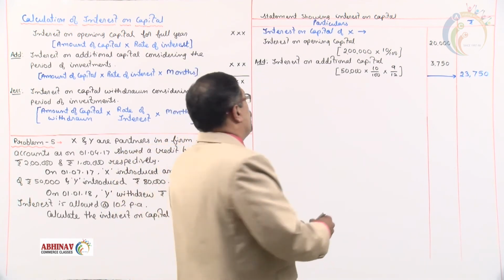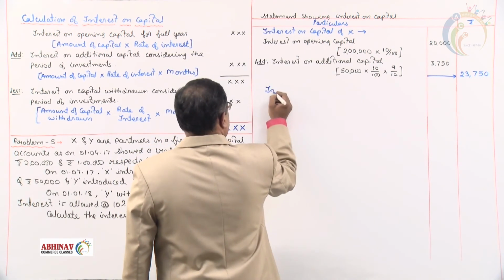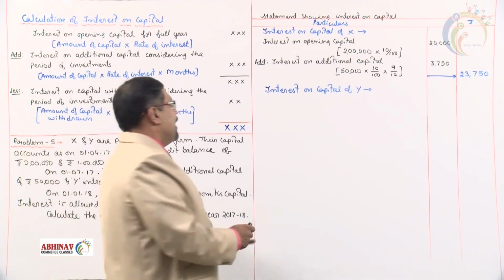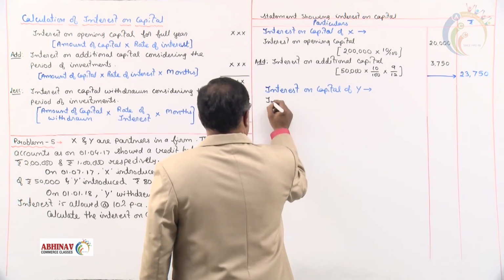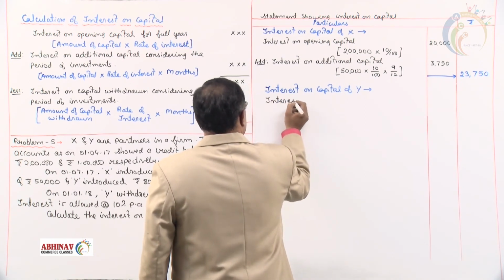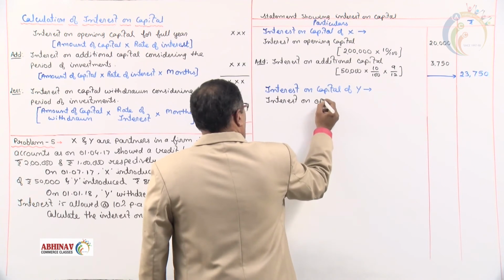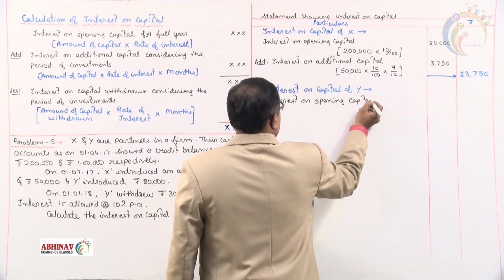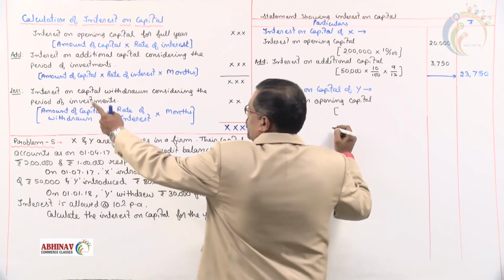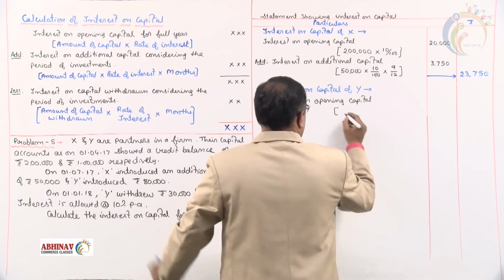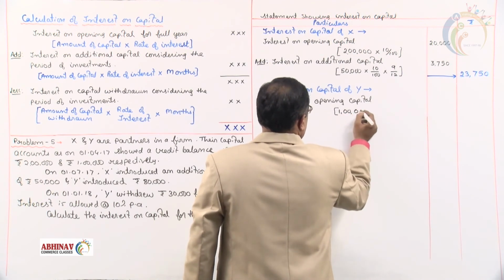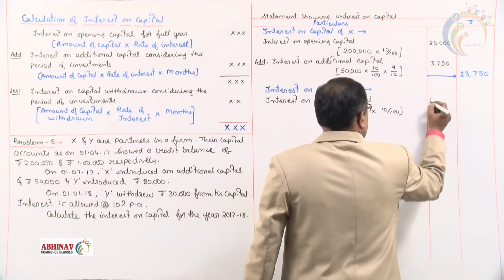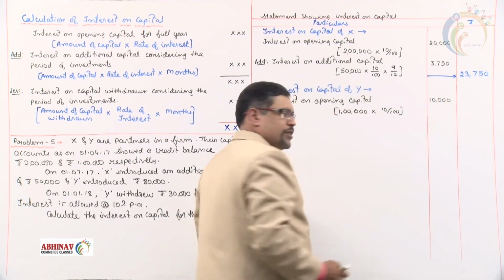Now let us calculate for Y. Interest on capital of Y. Let us first calculate the interest on opening capital. As we know, on opening capital, we calculate the interest for the full year. How much is the opening capital? 1 lakh rupees. And the rate of interest is 10%. So the interest we get is rupees 10,000.